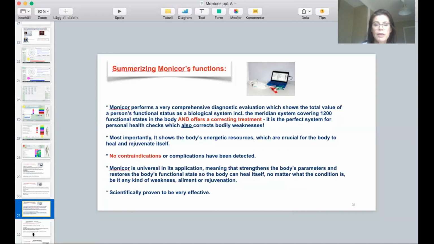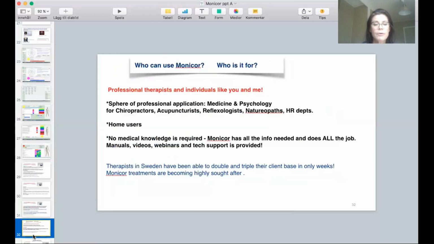So there are no contraindications or complications that have been detected. And it is universal in its application because it strengthens all the body's parameters and it restores the functional state of the body so it can heal itself. And also really wonderful for rejuvenation and scientifically proven to be very effective. It is used in the Russian healthcare system, in hospitals, in clinics. So it's now time for the Western world, we hope, to incorporate this in daily practices. But let's see what happens.